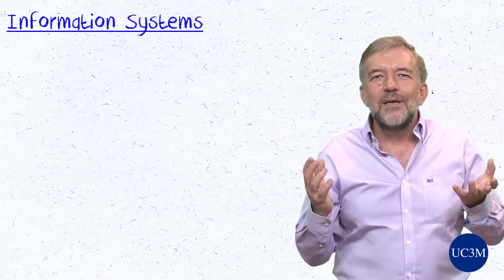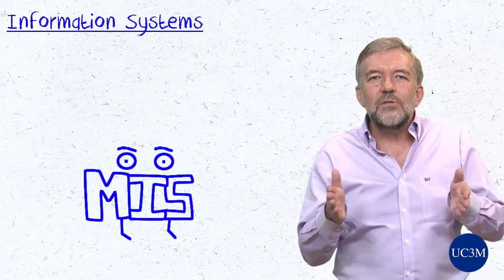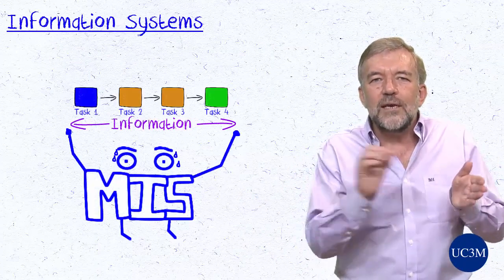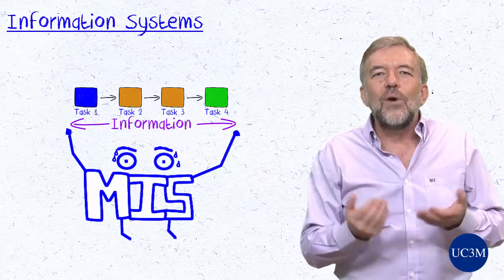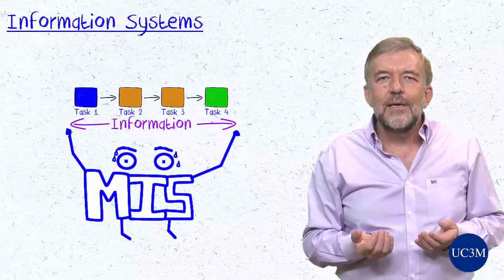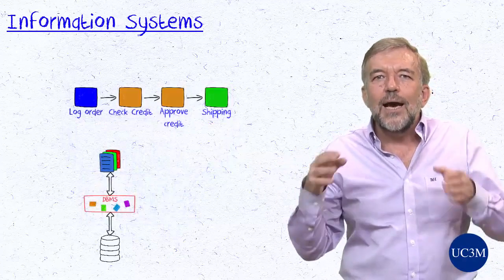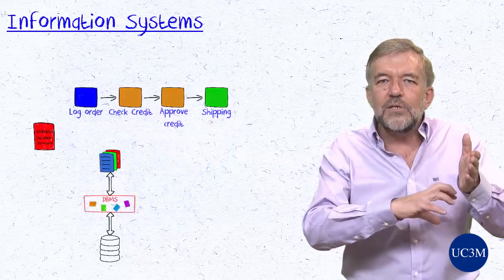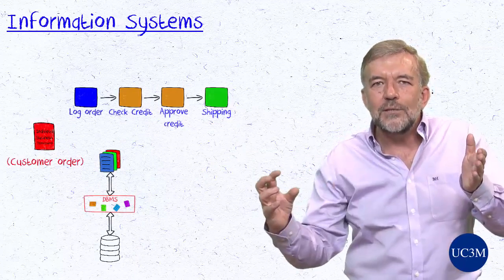Let us now move on to information systems. We have already said that management information systems support the information requirements and information flows of the corresponding business processes. Now, what does that mean in practice? Let us take the example of the order fulfillment business process and look at an individual business transaction, a given customer order, going through that process.